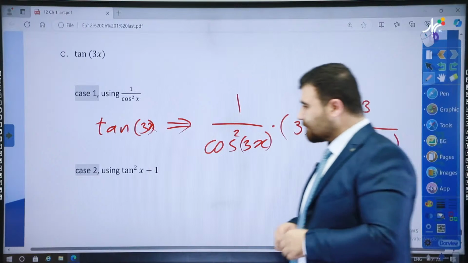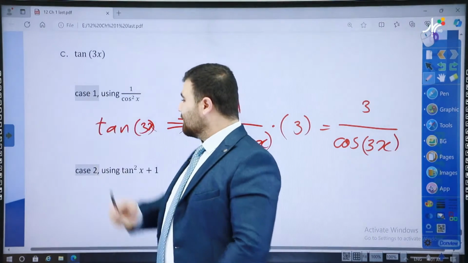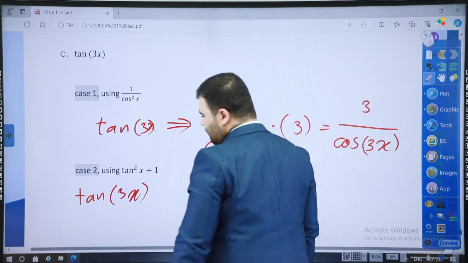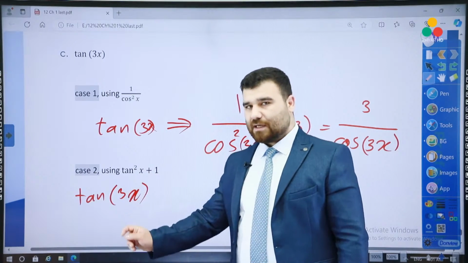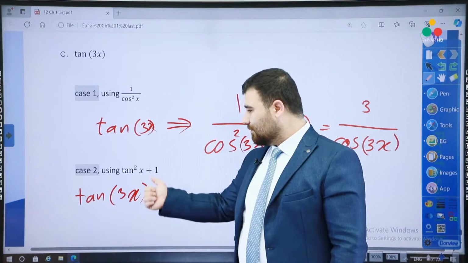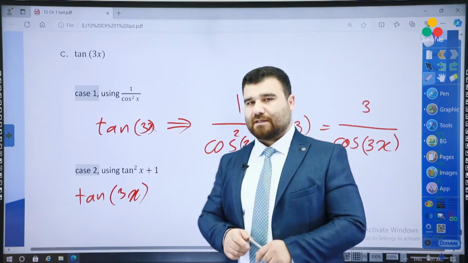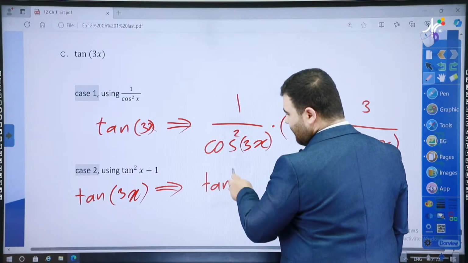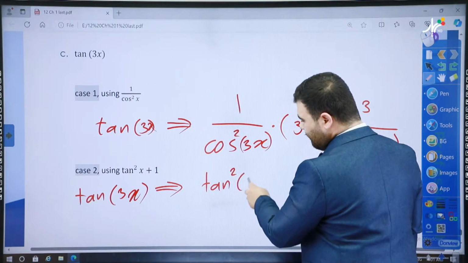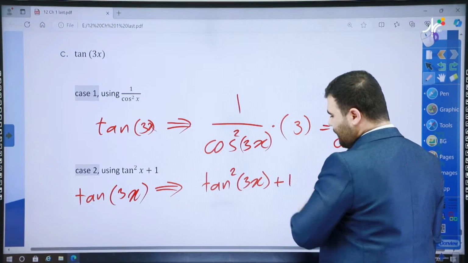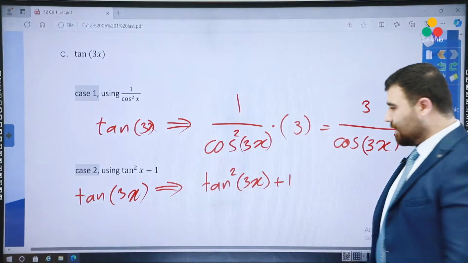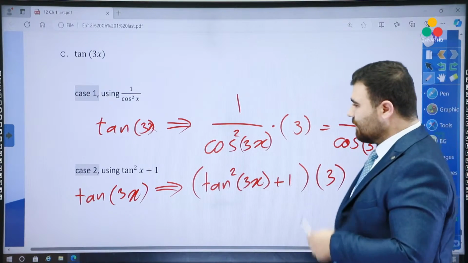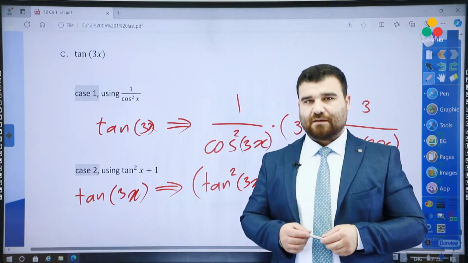Let's do case 2. Same question, tan 3x. Find the derivative. The other rule was tan squared of x plus 1. Again, don't forget times the derivative of the inside. This will be tan squared of the same angle 3x plus 1. This plus 1 is in the rule. Then times the derivative of the inside, which is 3. So this is the rule of tan.